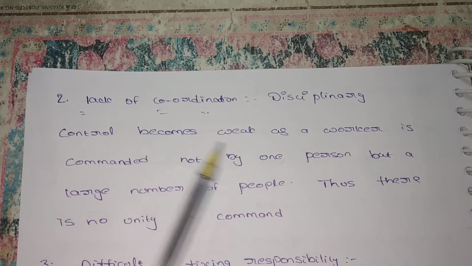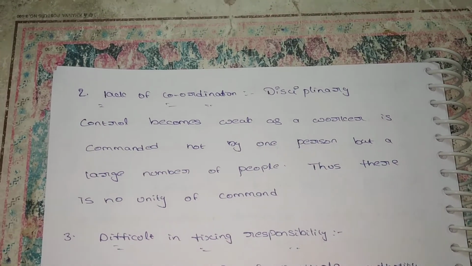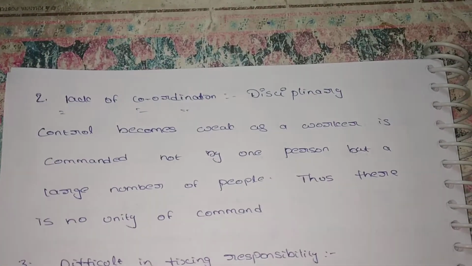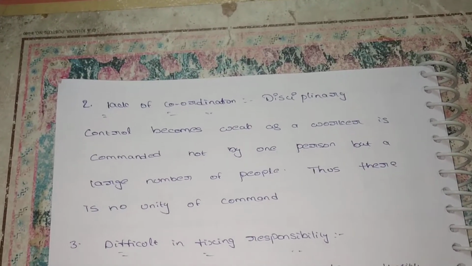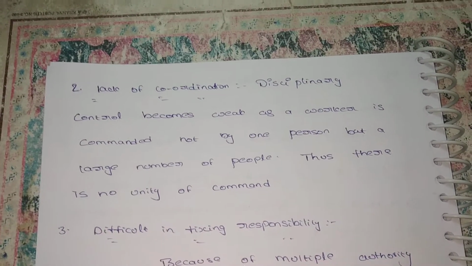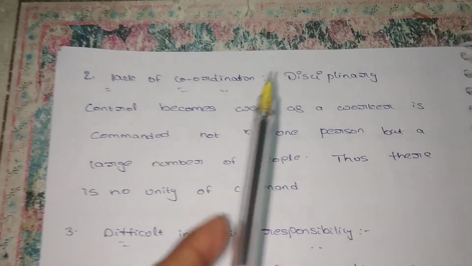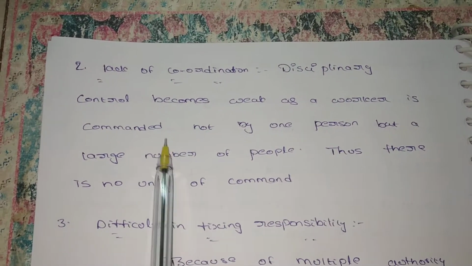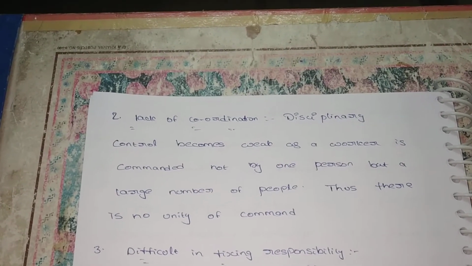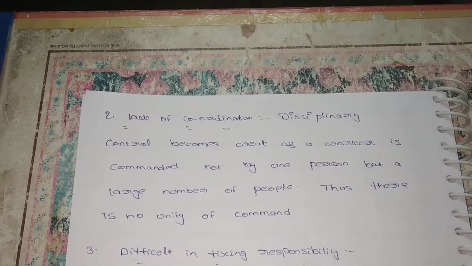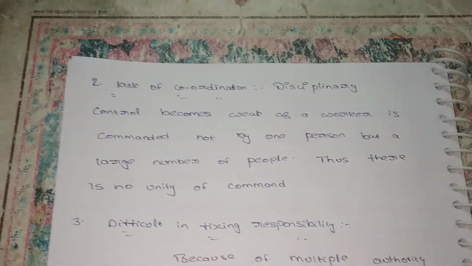Next, lack of coordination. Disciplinary control becomes weak as a worker is commanded not by one person but by a large number of people. Thus there is no unity of command. In line organization there is one sequence, and in staff organization also there is some sequence, but in functional organization there is no sequence. In one department there are two heads, and there is no coordination between them, so it may be difficult for the lower level employees. The worker doesn't know which person's instruction to follow. So it is a lack of coordination, and it is a difficult task.